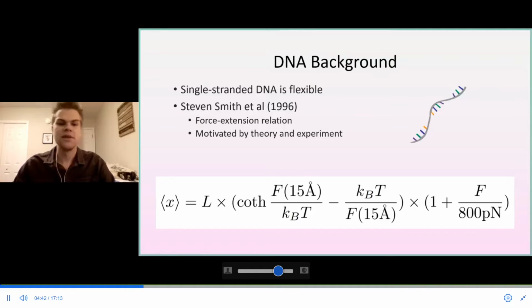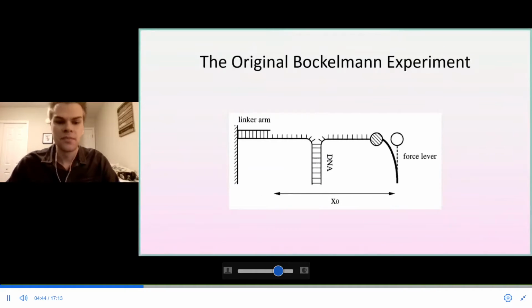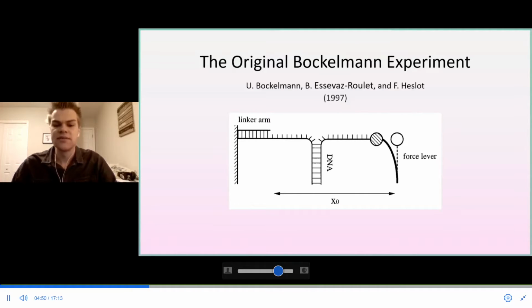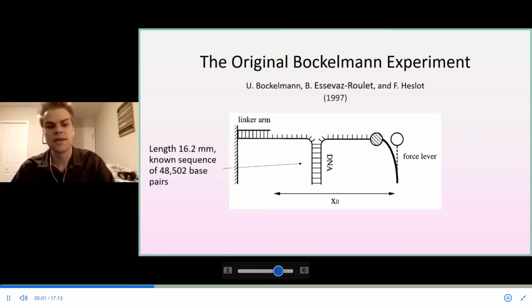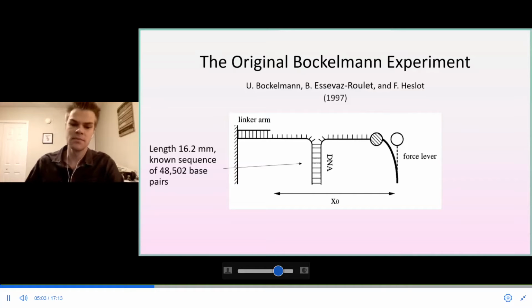Now I'm going to talk about the original Bockelmann et al. experiment. It was performed by these people in 1997, and the goal of it was to mechanically separate the two strands of a DNA molecule by pulling them apart at a constant speed and measuring the force required to do so. So they used a particular DNA molecule with a length of 16 millimeters and a known sequence of about 50,000 base pairs.